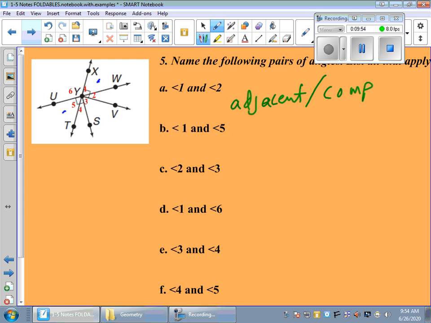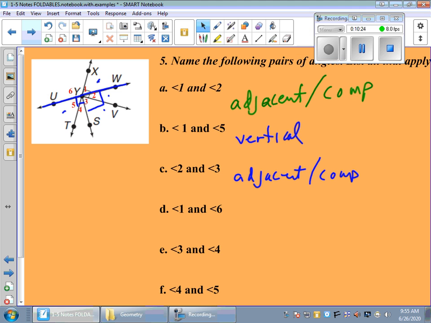1 and 5, what do we call 1 and 5? Those are called vertical angles. Now let's look at 2 and 3. 2 is here, 3 is here. Again, these are adjacent and complementary. How do we know it's complementary? Because of the 90-degree square here. This is a straight line, so this has to be 90 degrees as well. That's where we get the complementary from.